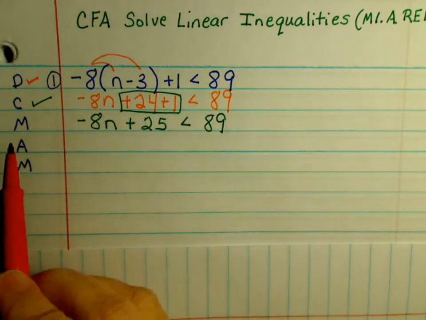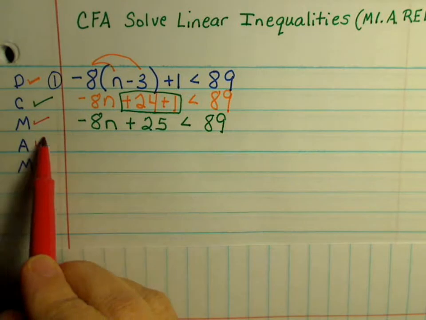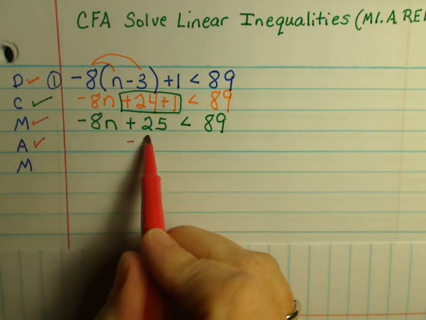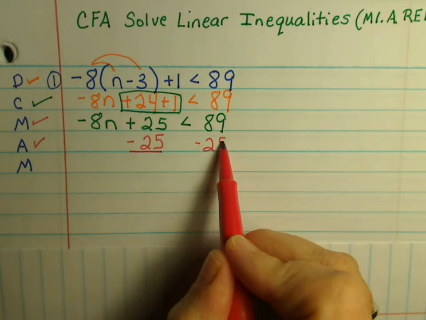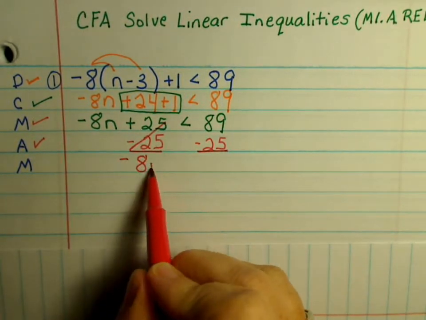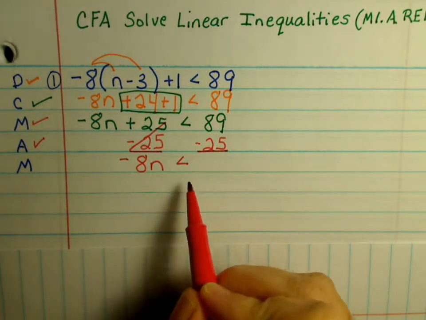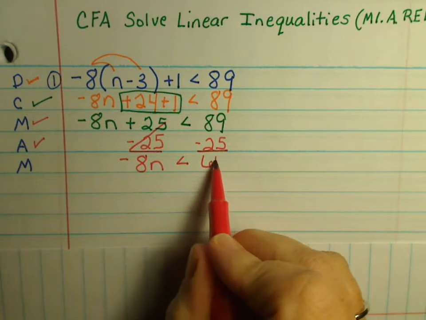And we're going to move to this one, which is to do the inverse of add or subtract. So I'm going to subtract 25 from both sides. And so I'm going to bring down the negative 8n is less than, and then 89 minus 25 gives me a 64.